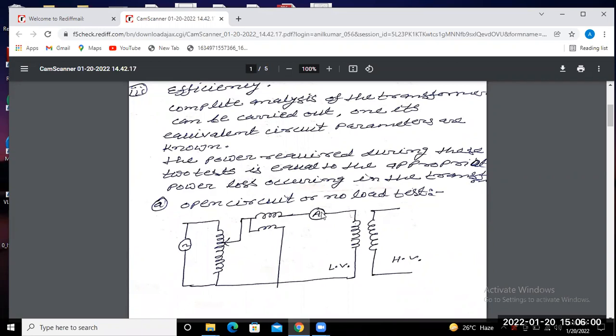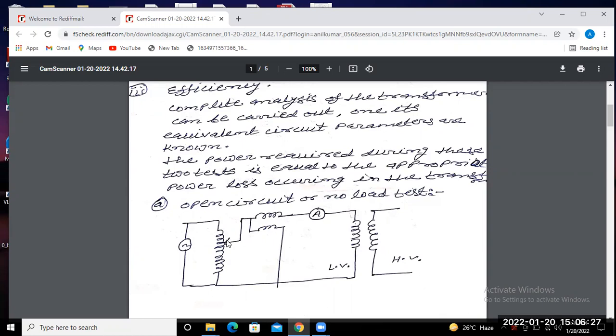So here which ratings can we note? When we perform the open circuit test, the rated voltage of the LV winding of the transformer is adjusted with the variac, and we keep adjusting its position and continuously measure with the help of one voltmeter connected in parallel here. When the voltmeter indicates the rated voltage of the LV winding, then we stop the movement of this variac.